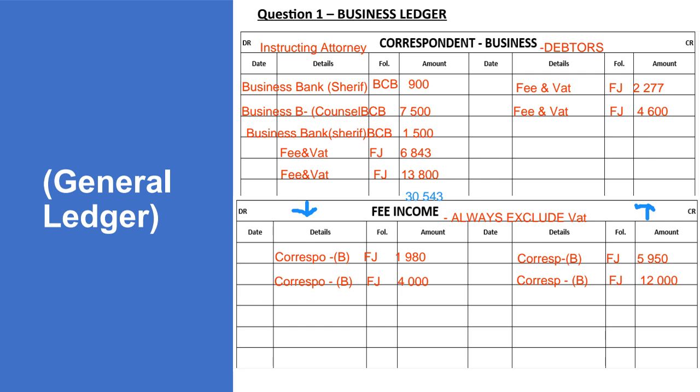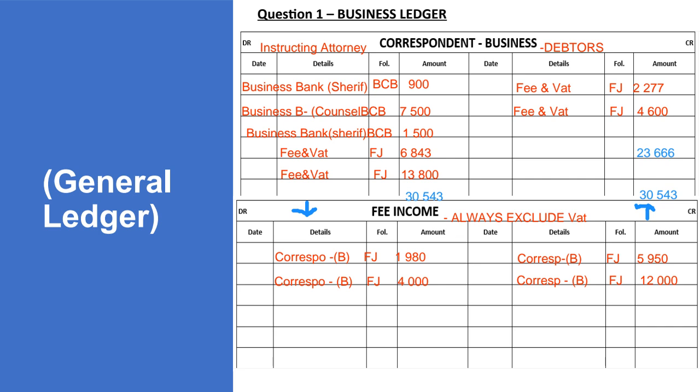So you just have to take this 30,543, you minus the two amounts that you see here. So when I use my calculator and minus, I'm left with 23,666. This is the amount that I'm left with after minusing the smallest side. And this is the transfer that I'm going to make between the trust books and the business. So I'm going to take this to the correspondent trust.